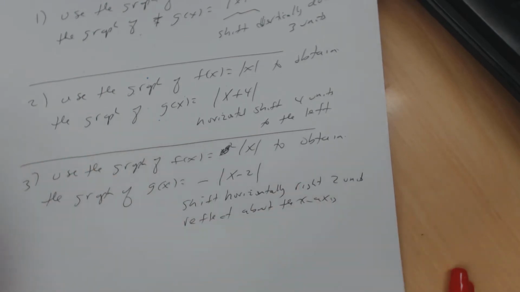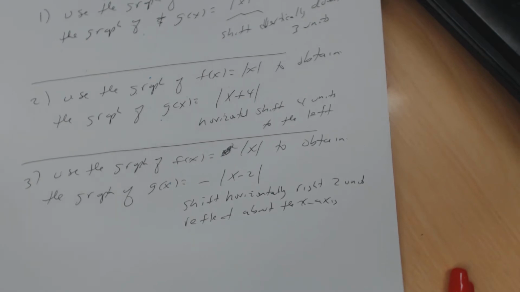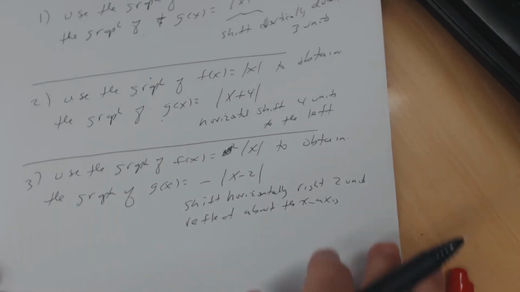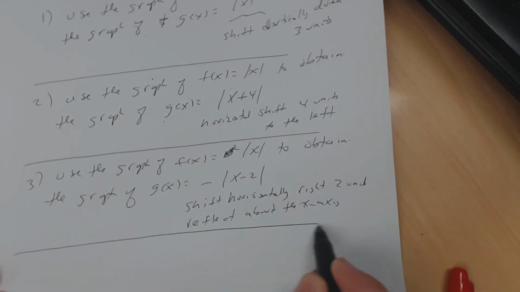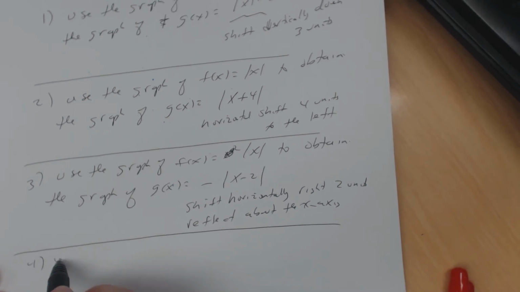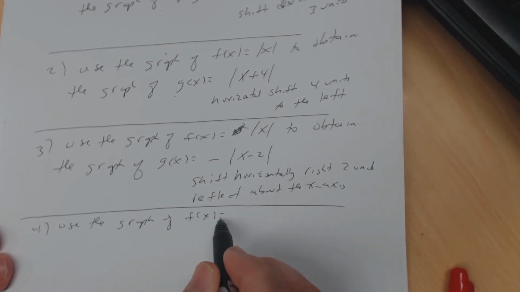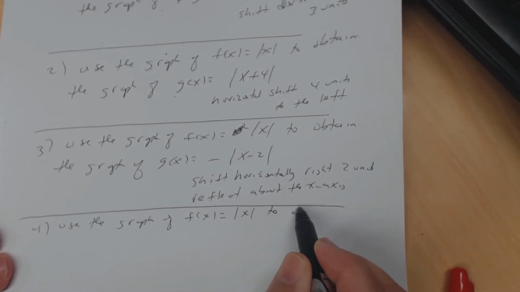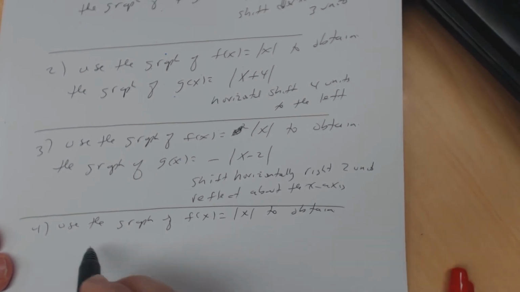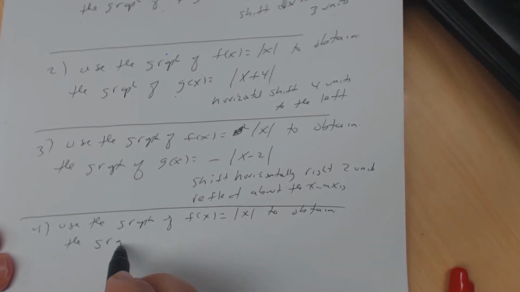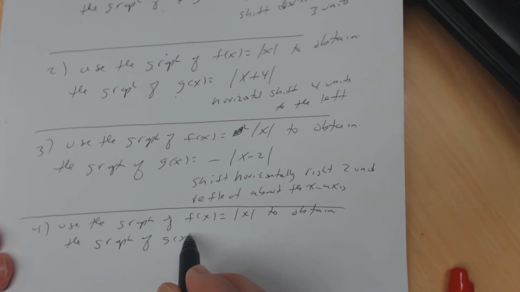And then, let's see, for number four, let's say we had this one. Let me see if I have room here. So number four, use the graph of f of x, which equals absolute value of x, to obtain the graph of g of x, which equals, and let's say it's this one.